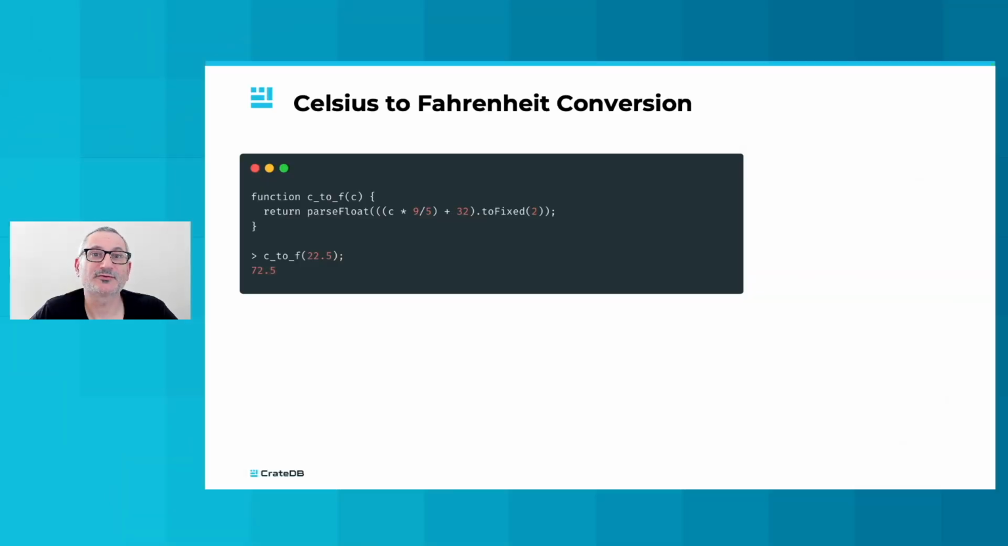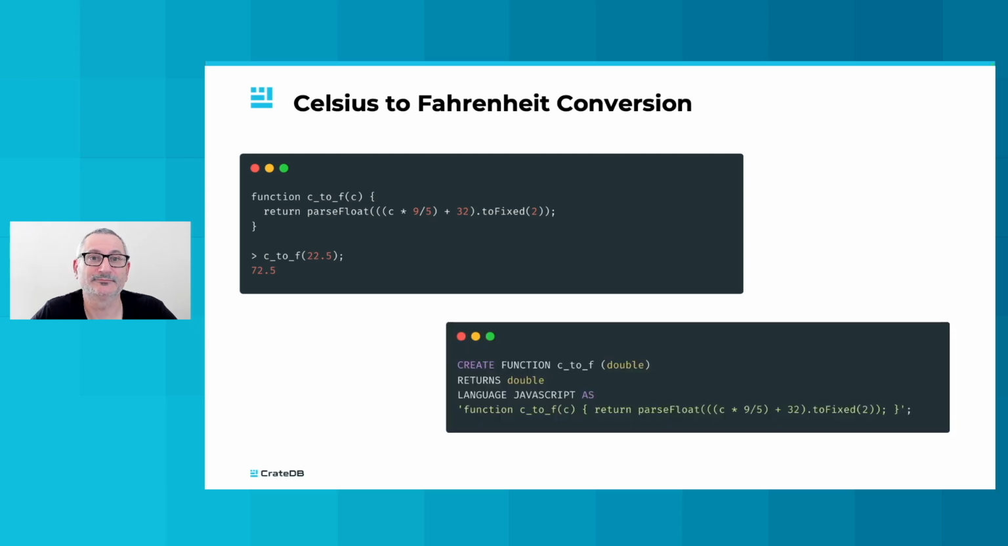Here's a JavaScript function that converts Celsius to Fahrenheit. It uses a standard formula to do this, then manipulates the result to return a floating point number with 2 decimal places. When called with the input 22.5, it returns 72.5, which is the equivalent temperature in Fahrenheit.